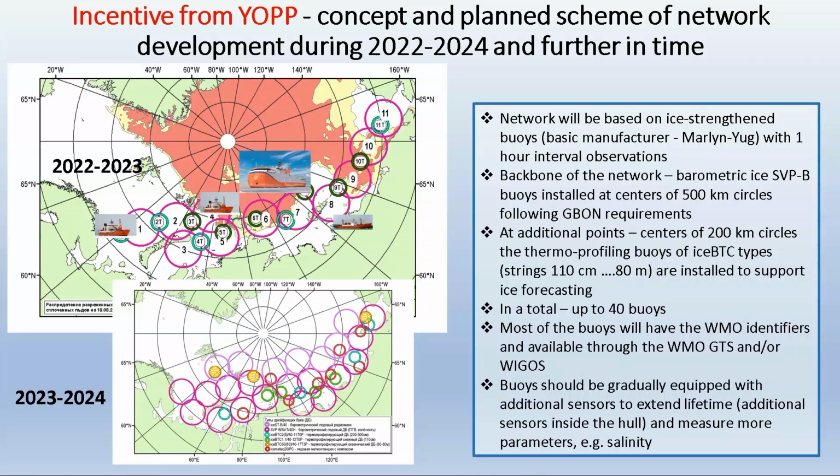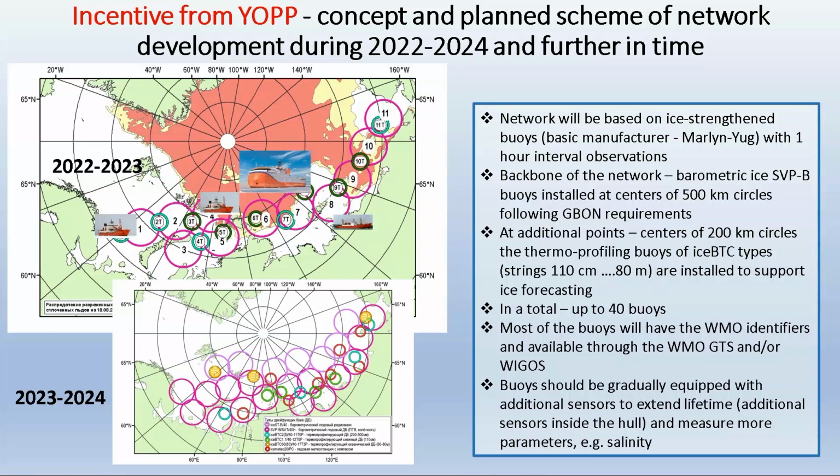The network in general will be based on ice-strengthened buoys from the manufacturer Marlin-Yug, and all buoys will have a basic periodicity of 1 hour between observations. The backbone of the network will be barometric ice SVPB buoys installed at the centers of 500 km circles, following shipborne requirements, and at additional points, the centers of 200 km circles, there will be thermoprofiling buoys of ice BTC types with strings from 1 meter to 80 meters.